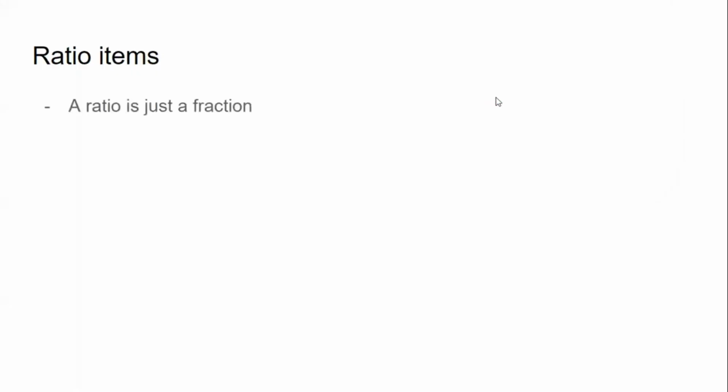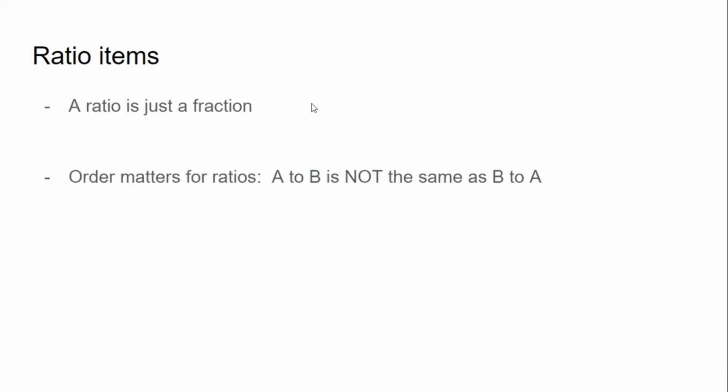All right, some ratio items. A ratio is just a fraction. So when you hear the word fraction, that's really just a ratio. When you hear the word ratio, that's really a fraction. Order matters. A to B is not the same as B to A. Ratios can be reduced, but not always.